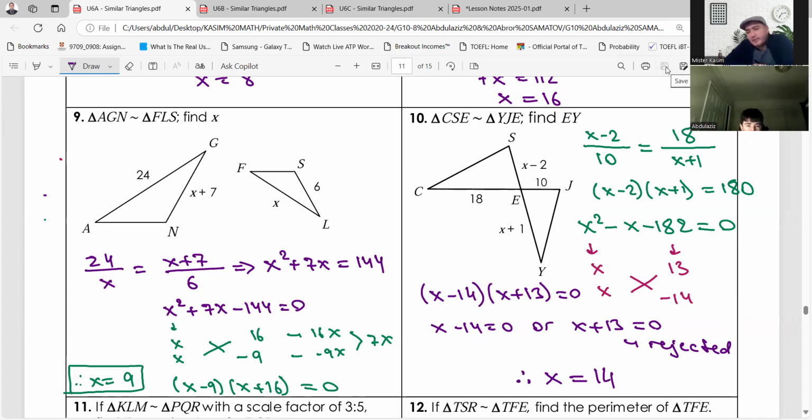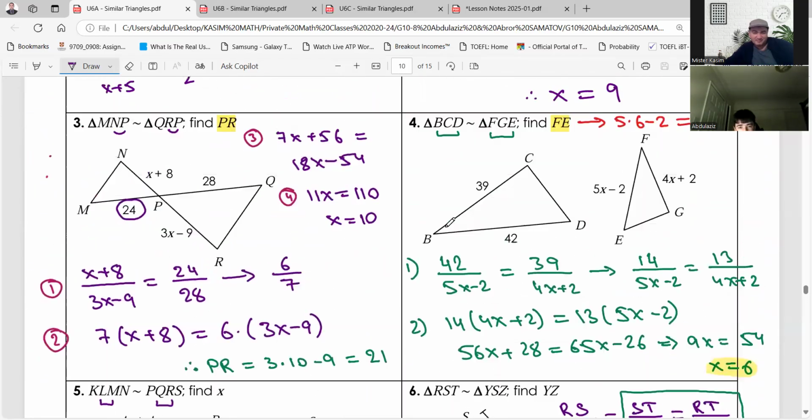Okay, Abdulaziz, did you get it a little bit more? Abdulaziz, say something. No. You didn't understand? You didn't understand solving quadratic equations, or you didn't understand anything? Everything. You didn't understand anything. Yeah. So we have to learn this similarity again from the beginning.